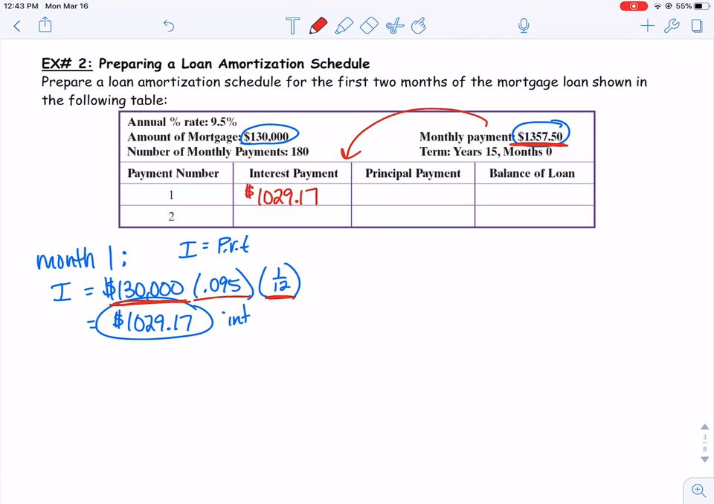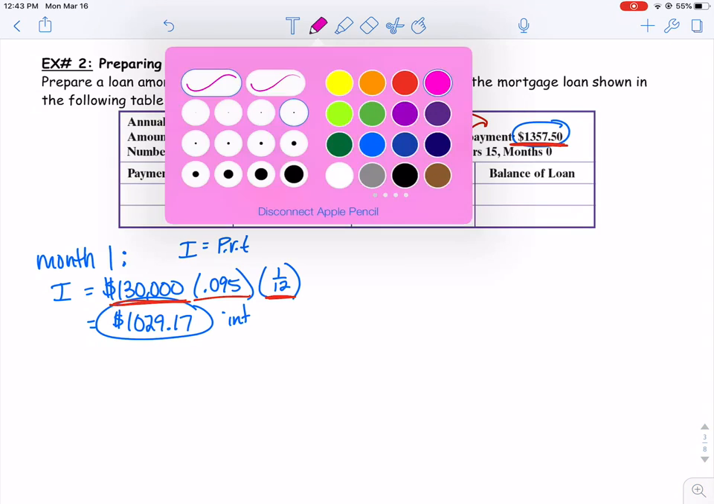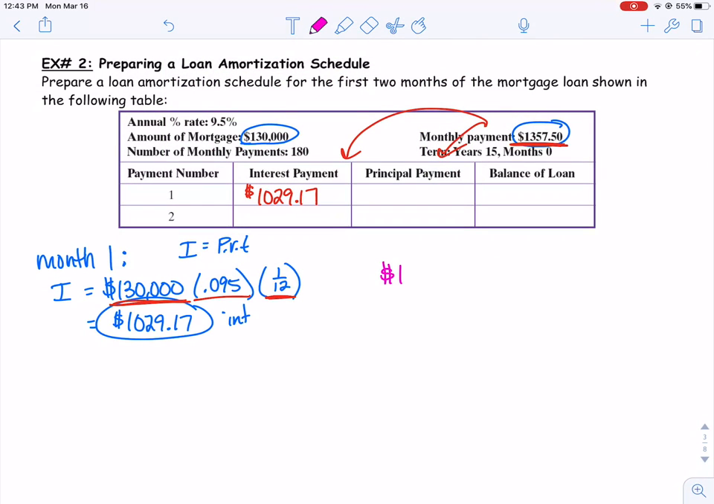If my payment is $1,357.50 and $1,029.17 is going toward interest, well then how much of it is going toward my principal? Don't I have to subtract? If my payment is $1,357.50 and $1,029.17 is going toward interest, then isn't the rest of it going to go toward my balance? Which means really only $328.33 is going to pay off my home.